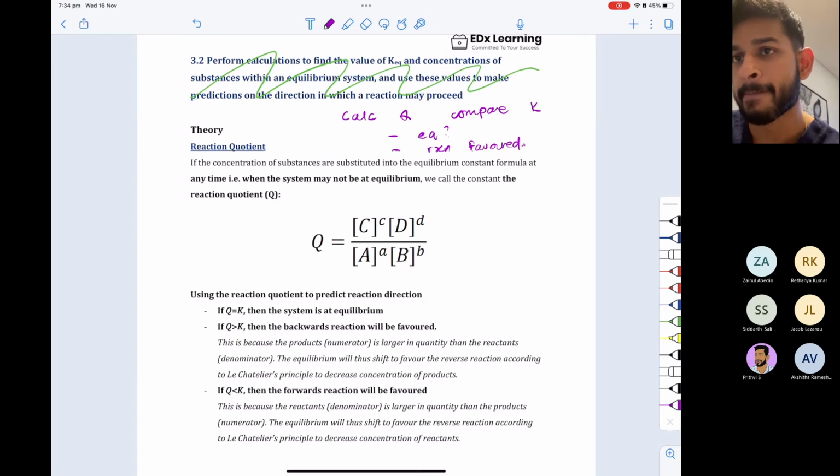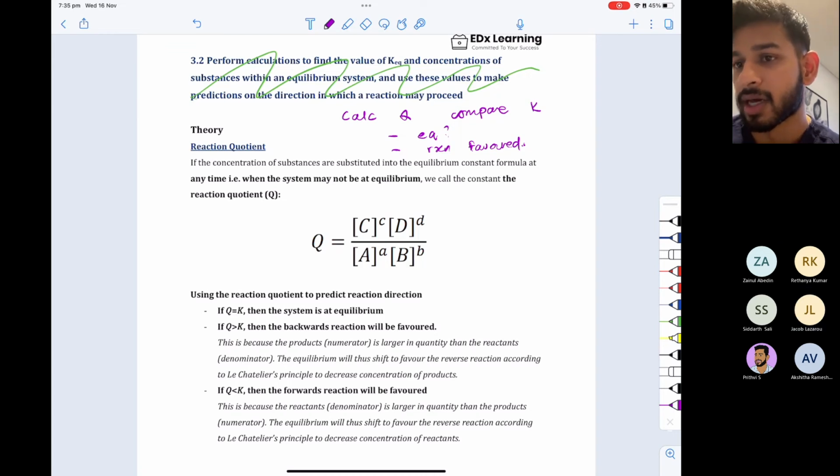Okay? And what kind of question will prompt you to use this information, everyone? What did I say? Jacob, what kind of question will you decide? I need to find Q, I need to compare it to K. What will the question usually ask you? Usually when the system is not at equilibrium, so you just have to find... Yeah, you have to compare it to K.